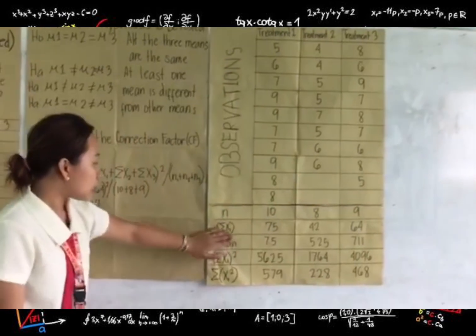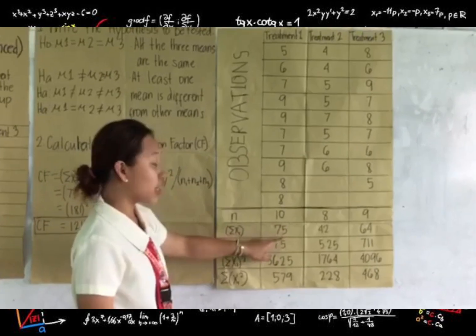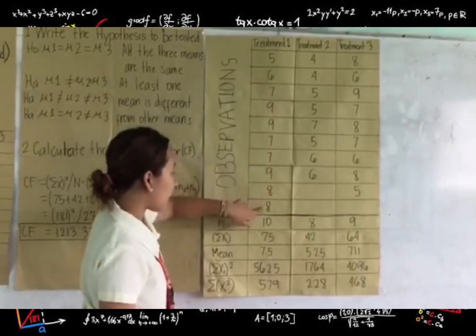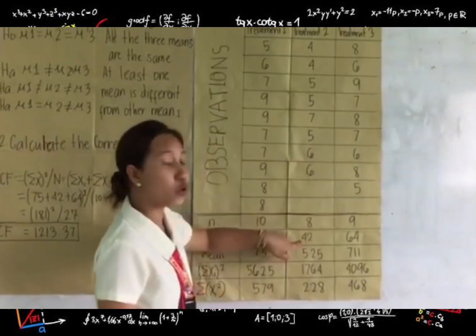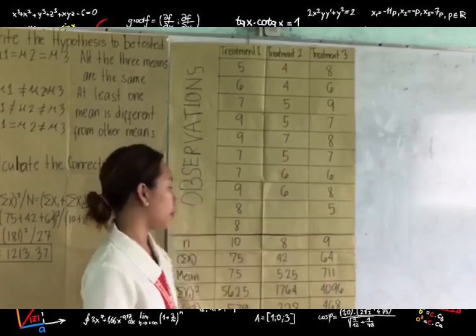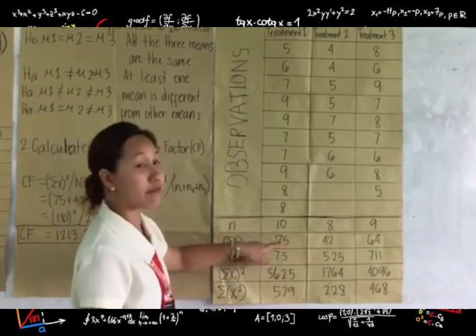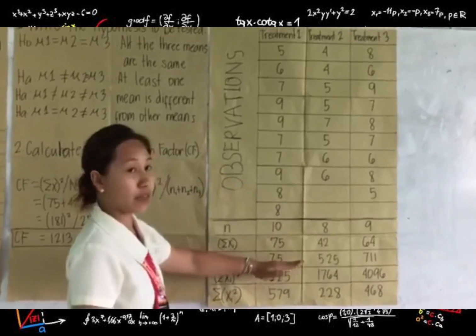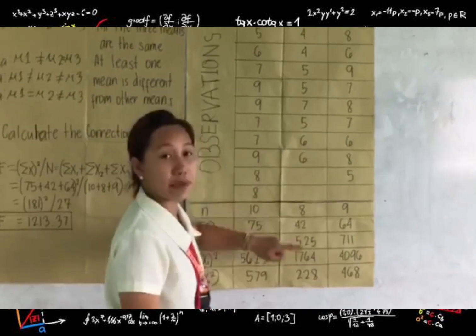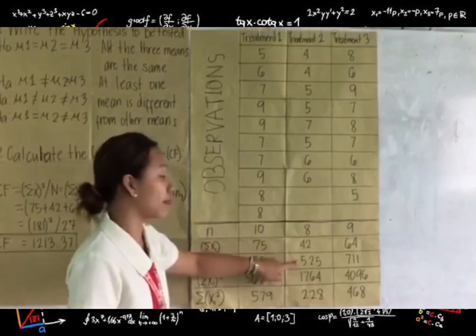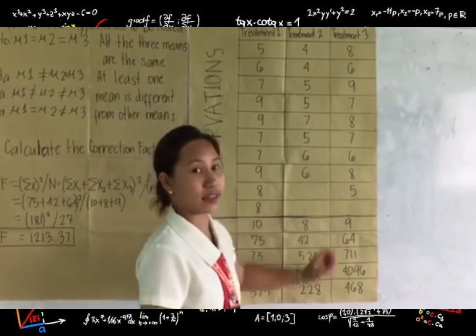For the summation of x sub 1, we have 75. We just add all of them. Then treatment 2 is 42 and treatment 3 is 64. For the mean, we just divide 75 by 10, which gives 7.5. 42 divided by 8 gives 5.25. And 64 divided by 9 gives 7.11.